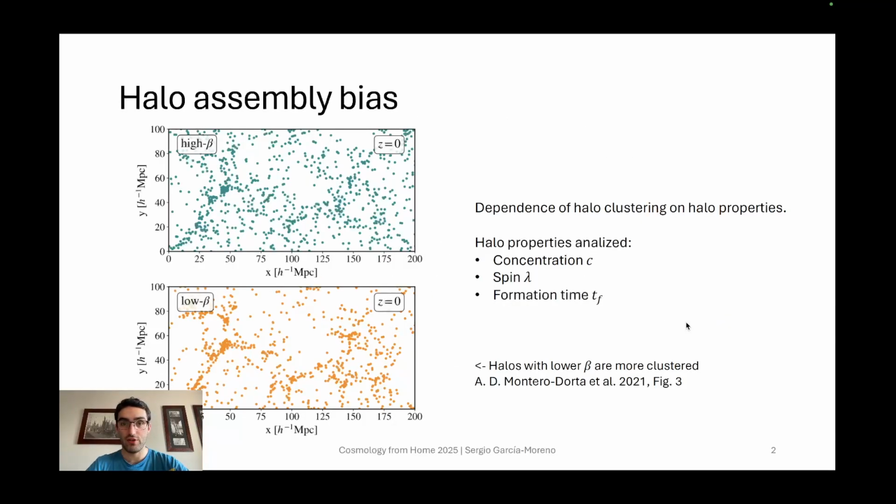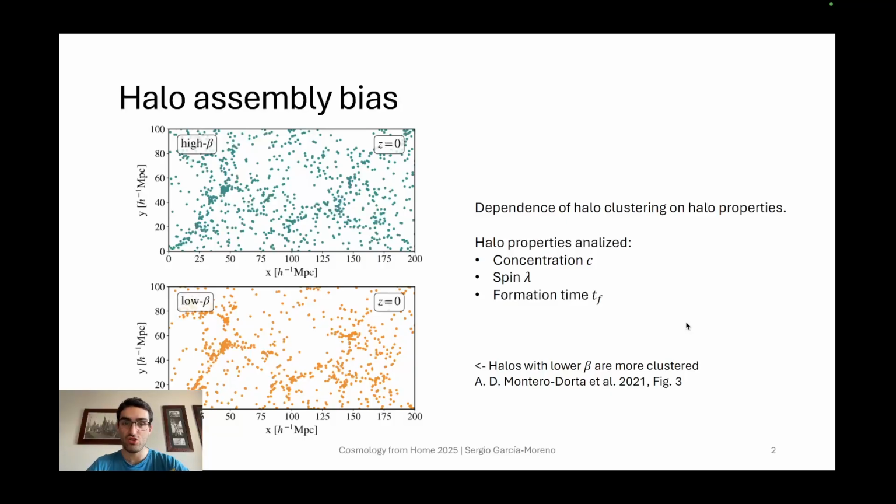Before diving into the contents of this paper, I'm going to introduce a couple of theoretical concepts that are very important to be understood. The first one is the halo assembly bias, which is the dependence of halo clustering on halo properties beyond halo mass.